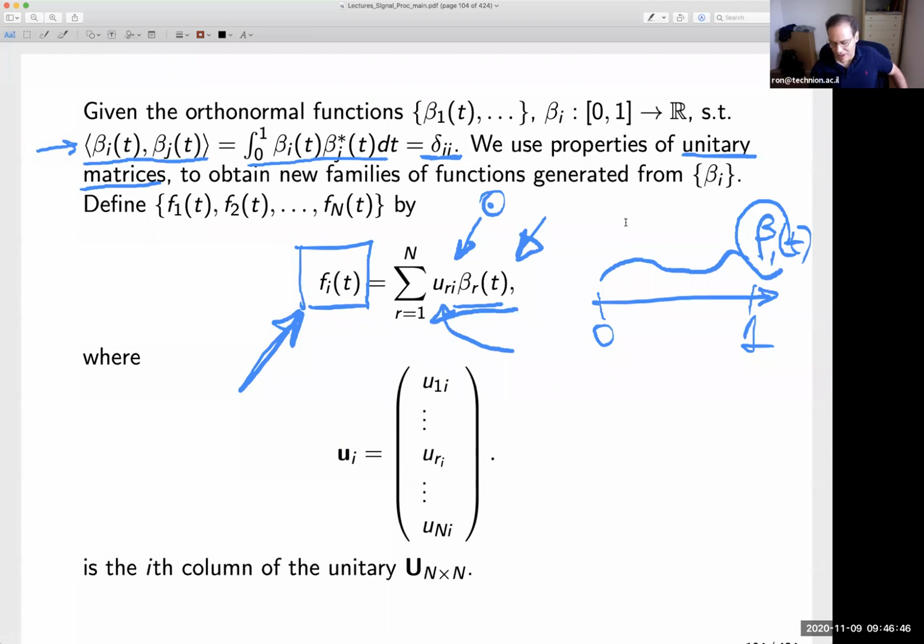And the interesting thing is that we start from continuous functions, and we end with continuous functions, with smooth functions that are defined between 0 and 1. What else do we have? We have that the U's, the columns or the rows of the unitary matrix, are defined as such. So one row or one column, if you multiply it from the right, would be the generator, the way of linearly combining the betas.